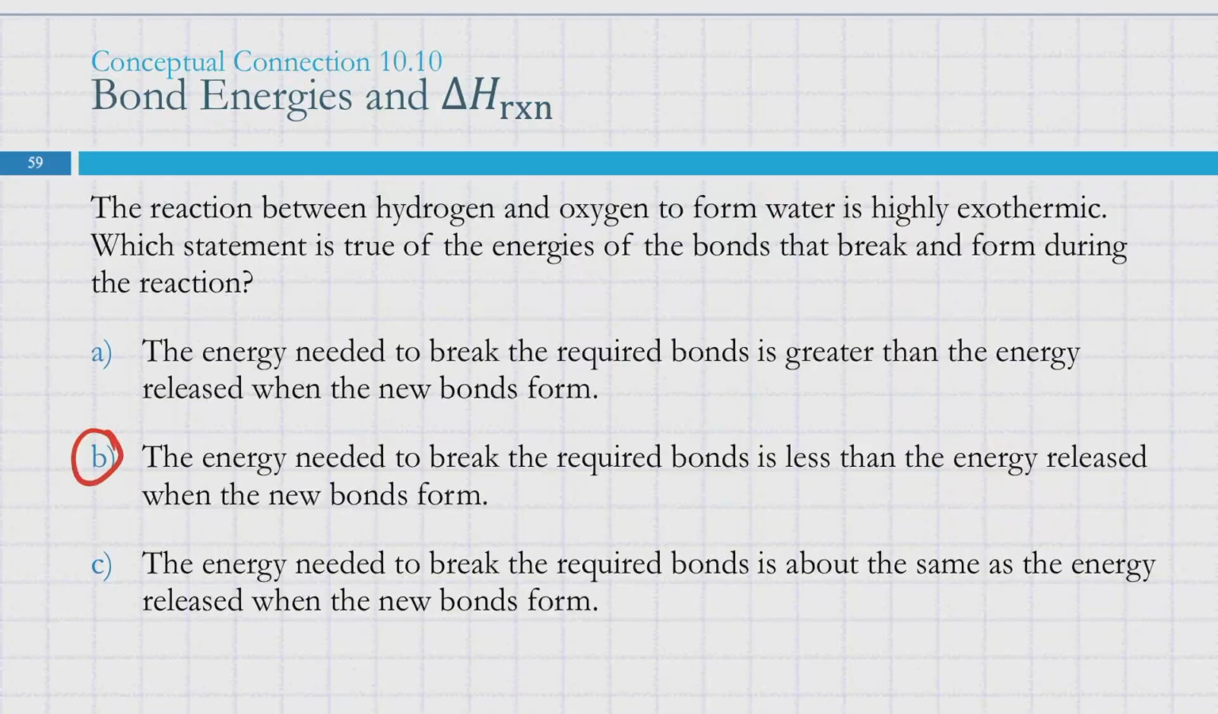B. Why is it B? Because it would be negative. Because in order to break it's positive, and because there's less of the energy release, the answer would be negative or less. Yeah, so the key words in the question are that it's highly exothermic.